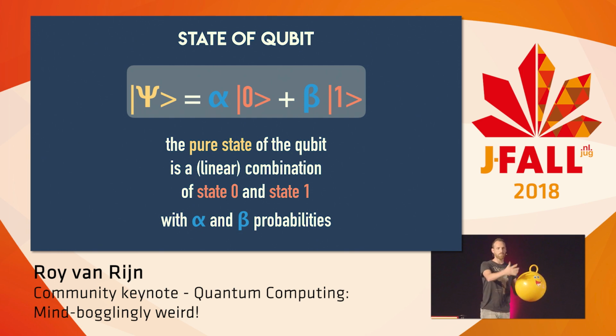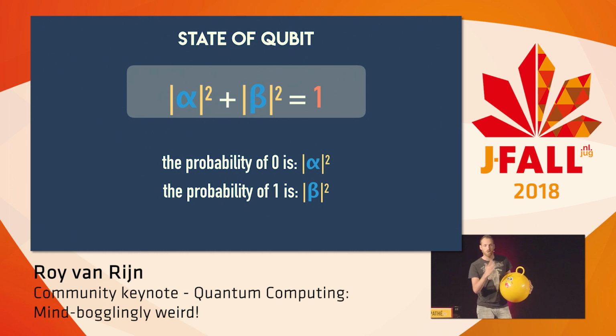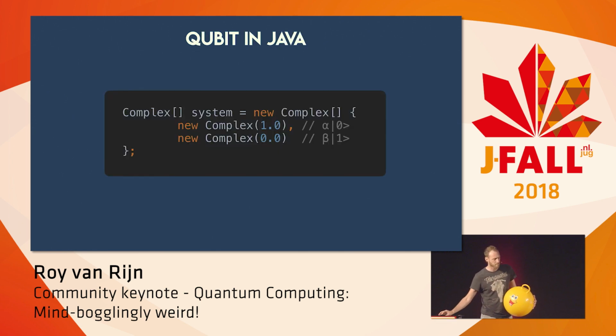So, mathematically, a qubit has a complex number that represents the chance of it being 0 and the chance of it being 1. Just for reference, the total probability of one qubit is 1. So it's not that complicated. It's just 1s and 0s again.